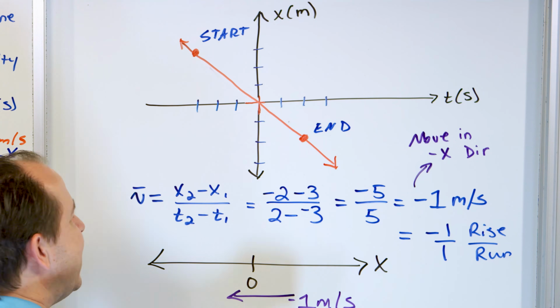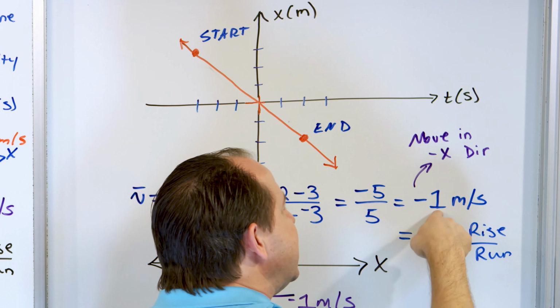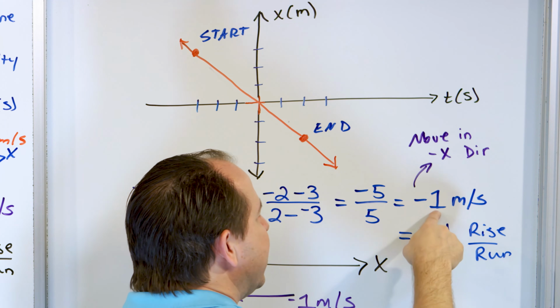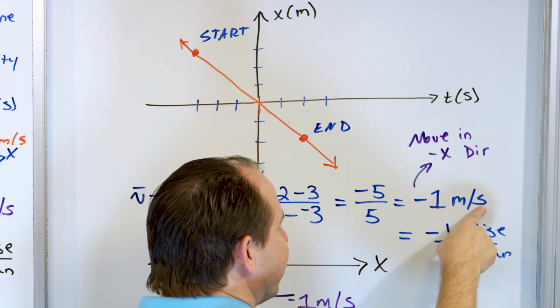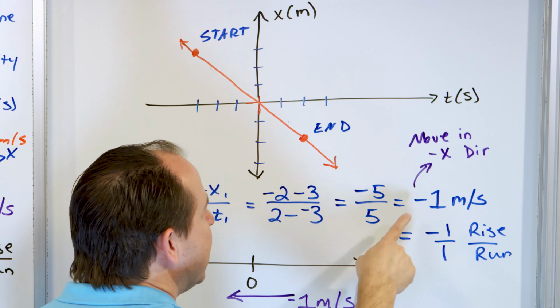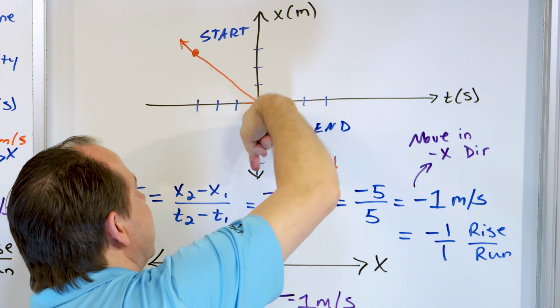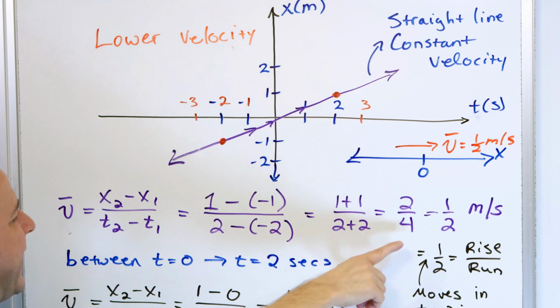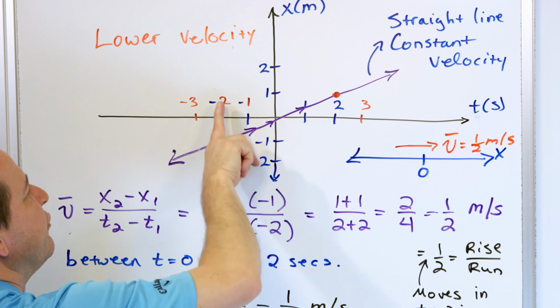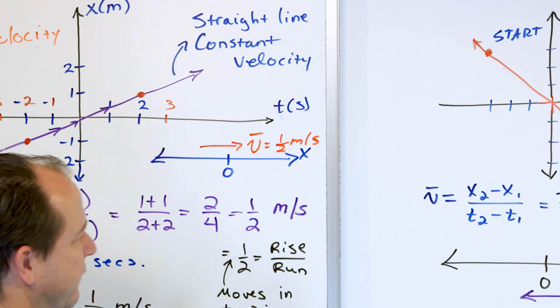And we said that every one of these calculations gives us a number and a sign. The number tells us how fast we're moving in terms of meters per second on average between the points, and the sign tells us what direction. We're moving now in the negative x direction down here. In the past, when we had positive average velocity, we were moving towards the positive x direction.